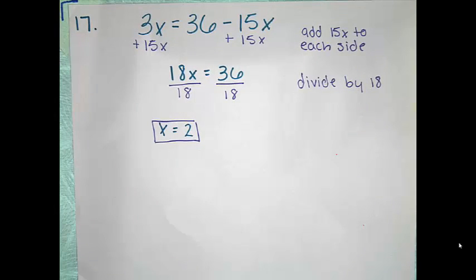This is number 17. 3x equals 36 minus 15. Add 15 to each side, you get 18x equals 36. Divide by 18, you get x equals 2.